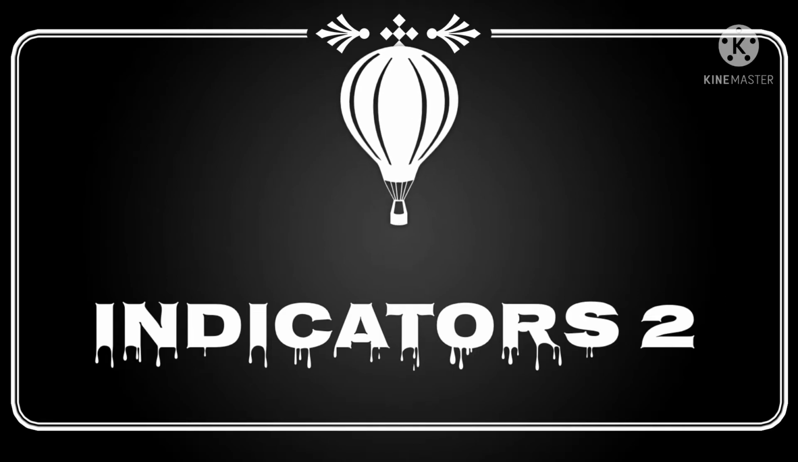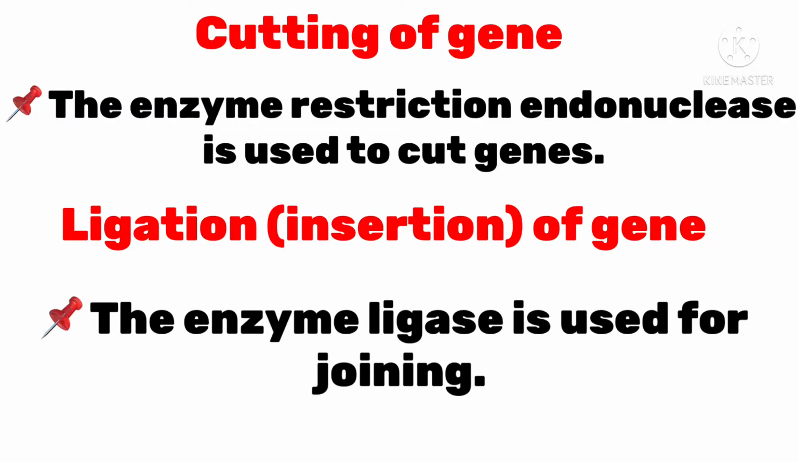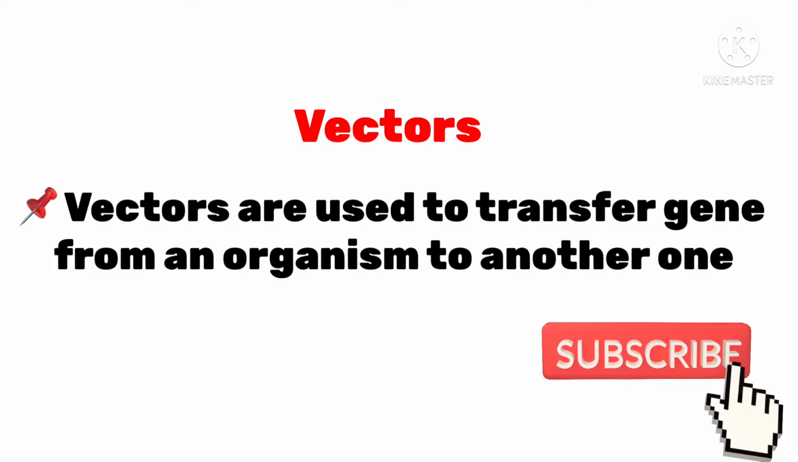Indicators 2. Cutting of gene. The enzyme restriction endonuclease is used to cut genes. Ligation or insertion of gene. The enzyme ligase is used for joining. Vectors. Vectors are used to transfer a gene from one organism to another.